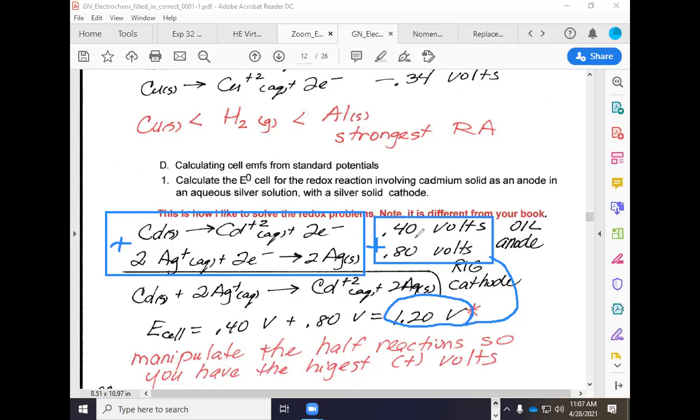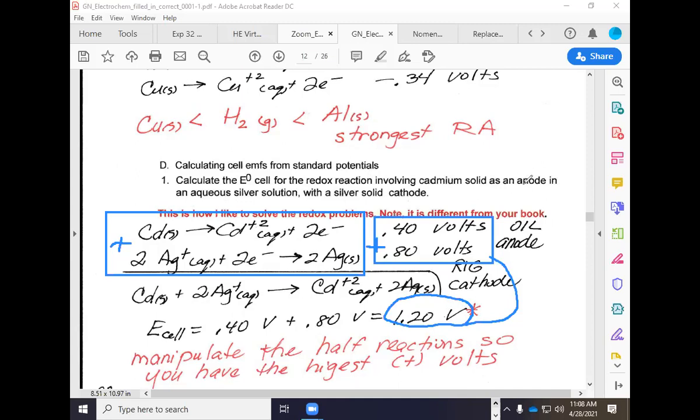Oh, so Professor, so we just make it all positive for the volts? That's the idea. Yeah, if you didn't know what to do, you could try it different ways to get the highest positive volts. So in other words, if they didn't tell you the anode and the cathode, if they just said, you've got cadmium solid, you've got silver solid, just give me the best volts, then you would want to manipulate one of them so you get the highest volts. Because that's always good. A positive volt is good.